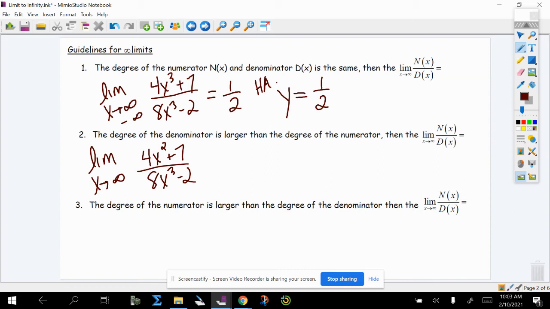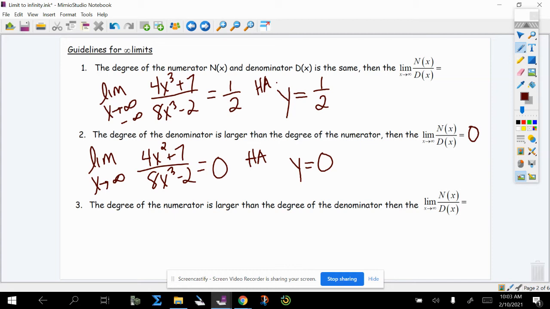If the bottom has a bigger degree, essentially it's growing faster than the numerator, which eventually is going to make my number get smaller and smaller and smaller. If you think about dividing by something that's bigger and bigger and bigger, the effect is shrinking the actual answer. So my limit will be 0 for this, which means that my horizontal asymptote is going to occur at y equals 0. It's going to happen right around the x-axis, and you're going to have that flattening effect on both the right side and the left side towards 0, towards y equals 0.